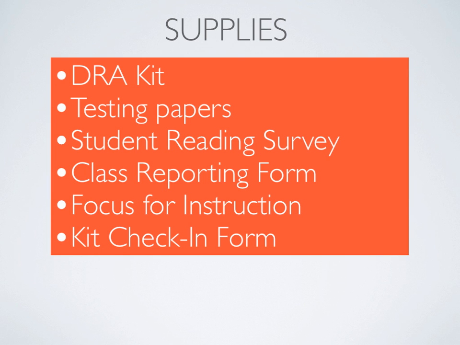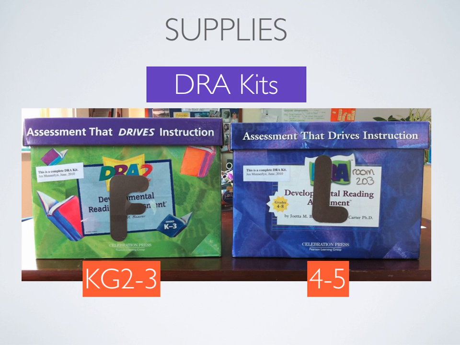The DRA has many components and supplies. These are the important ones. First of all, the DRA kits are located in your classrooms. There is a green kit for grades KG 2 to 3 and a blue kit for grades 4 to 5. It's important that you stick to those kit boxes because the assessments, although similar every now and then in these kits, are different, and we need to make sure that we stay within the kit according to your grade level.